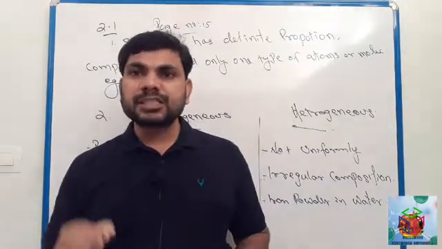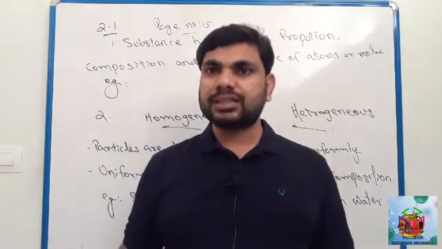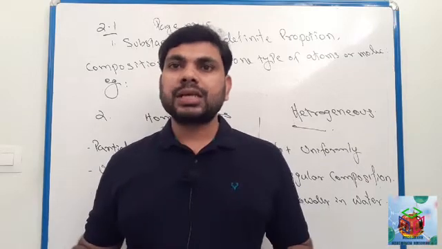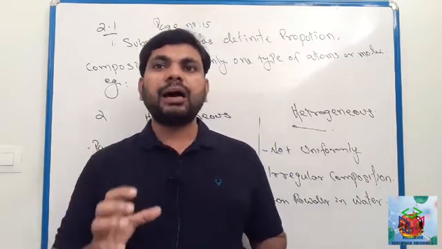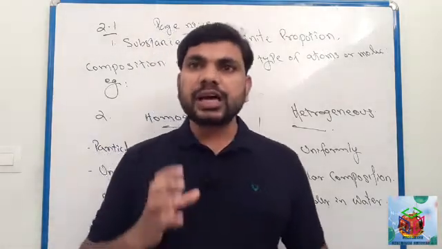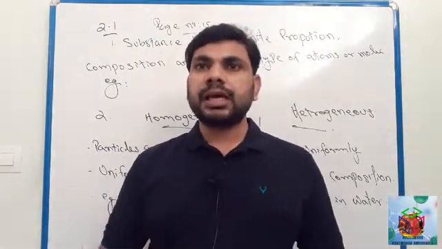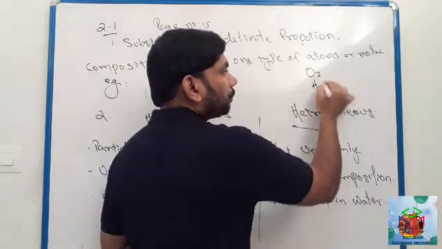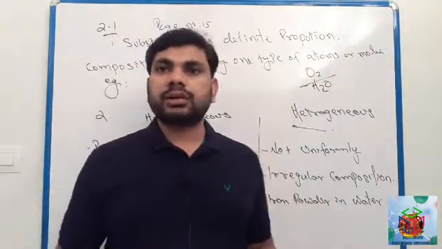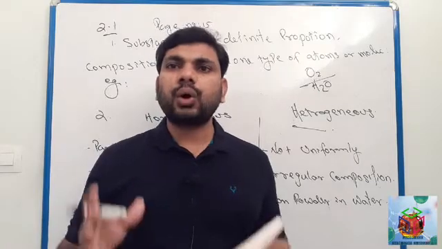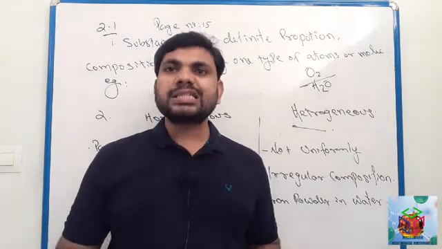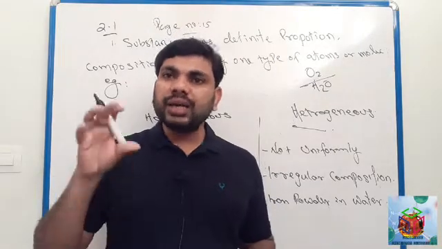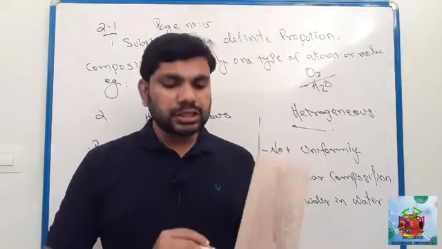Pure substance means a substance which contains only one type of atoms or only one type of molecules. They have definite composition. Such a substance is called a pure substance. Examples of pure substances are oxygen or H2O. If you take one oxygen cylinder, it contains only one type of atom, so it is a pure substance. If you take one glass of water, it contains only H2O, so it is a pure substance.